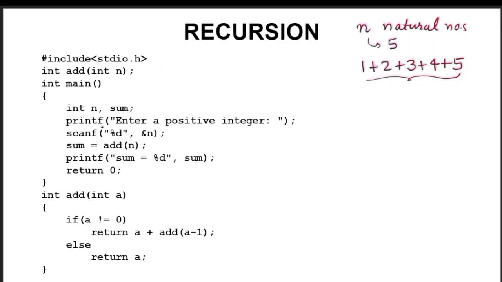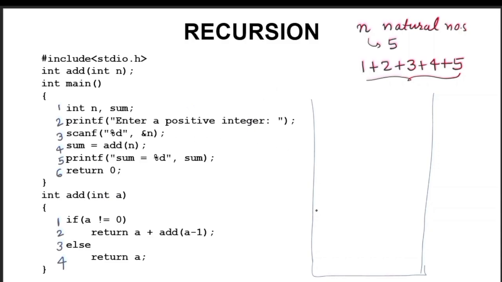So how is this code going to run? Here in the recursion, we see in the main function, suppose this is your stack memory. Alright, this is your stack memory. So for the main function, a space is created in your stack memory. We execute the first line, line number 1. Suppose we have variables n and sum.